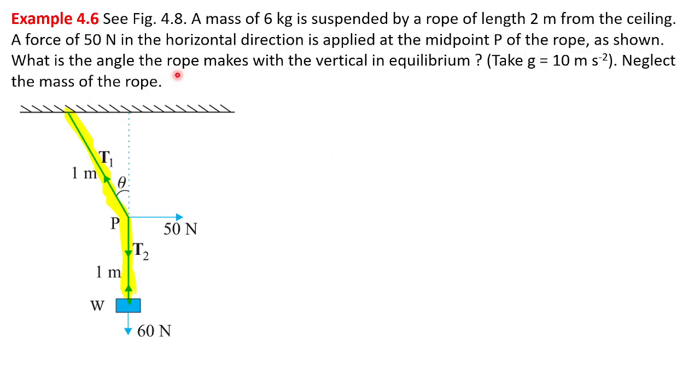What is the angle the rope makes with the vertical in equilibrium? Now I applied a force, but it is fixed, not moving. Understood? This point P, the middle point, is not at all moving. The entire system is in equilibrium, nothing is moving. Then what is this angle? In the equilibrium state there is some angle, and that angle we have to find out.